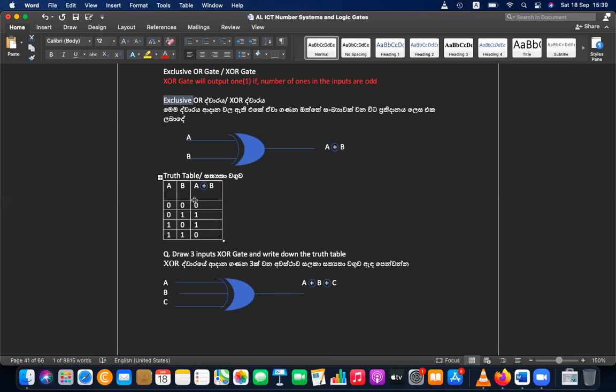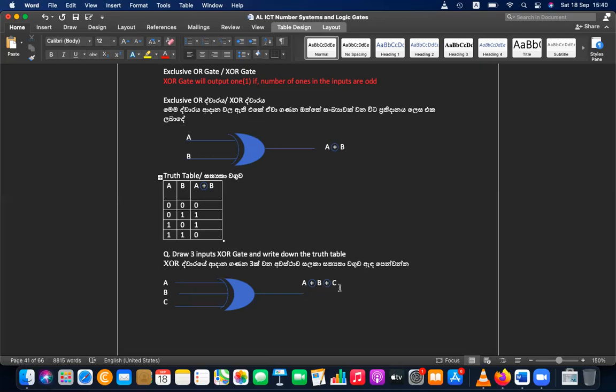So this is the truth table. You have to draw the circuit and truth table, all 3 things. So please do that. And then I'll give you another small thing to try. Let's say you have 3 inputs, A, B, and C, and try to figure out the output A XOR B XOR C. Try to figure out that output.